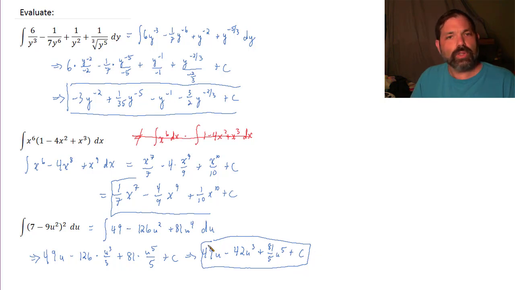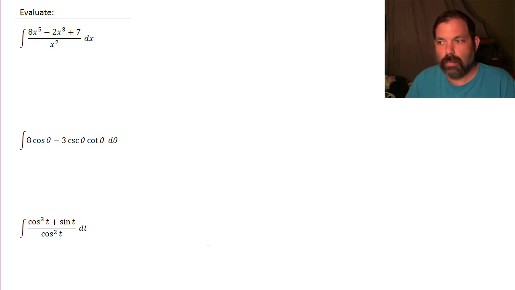All right, so all of those examples in these first two slides were really all just powers. Let's get some experience with some other types of antiderivatives. All right, so this first example here, we have the integral of 8x to the fifth minus 2x cubed plus 7 over x squared dx.